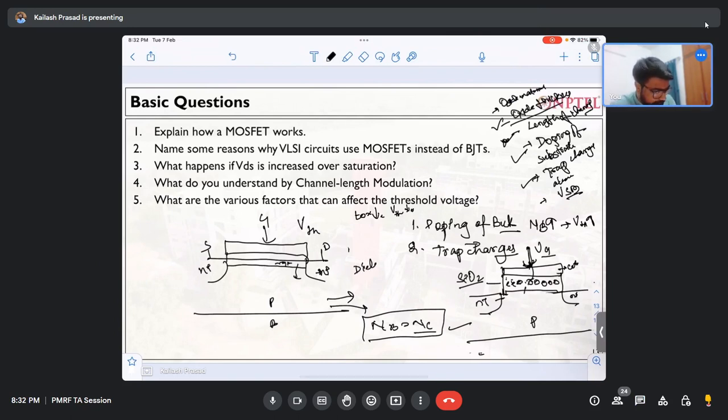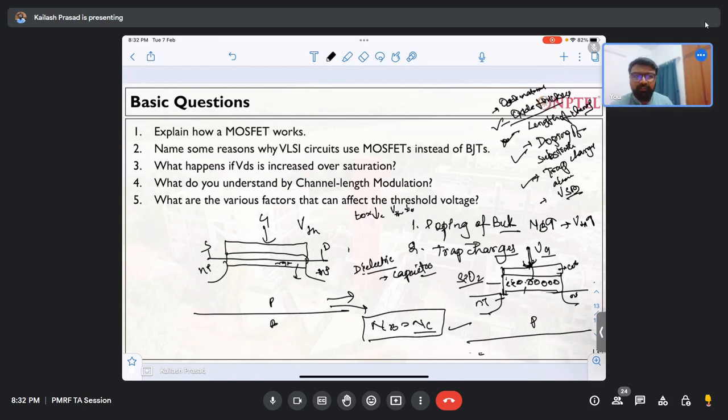So the electric field at least passes through the dielectric. Now, in this particular metal oxide semiconductor, this dielectric acts as what we call a capacitor. So if you reduce the thickness, the capacitance increases, right?